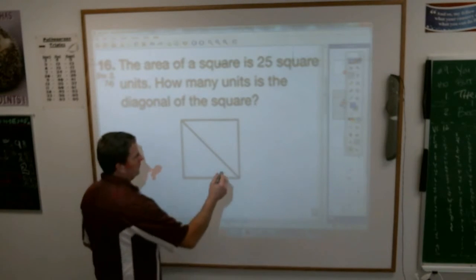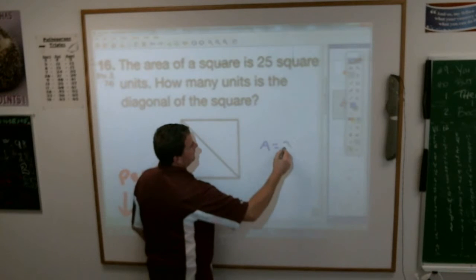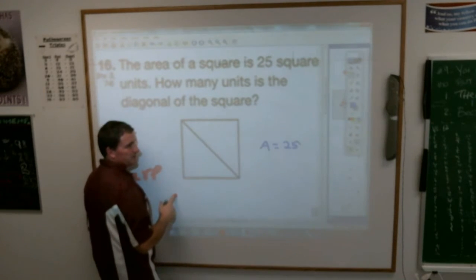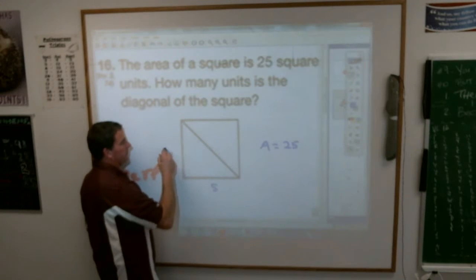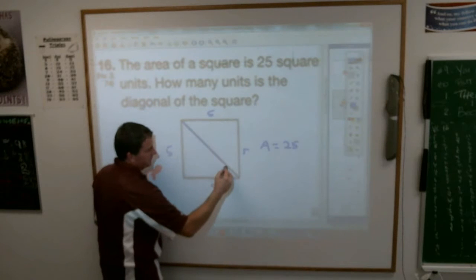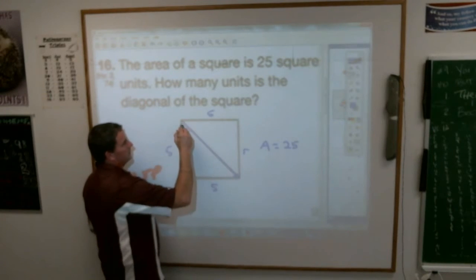So, the area of this is what? 25. So each side would have to be what, Jacob? I'm guessing we all got this. 5, 5, 5, 5. And the question is, how long is this from here to here, children? Somebody help me out here.